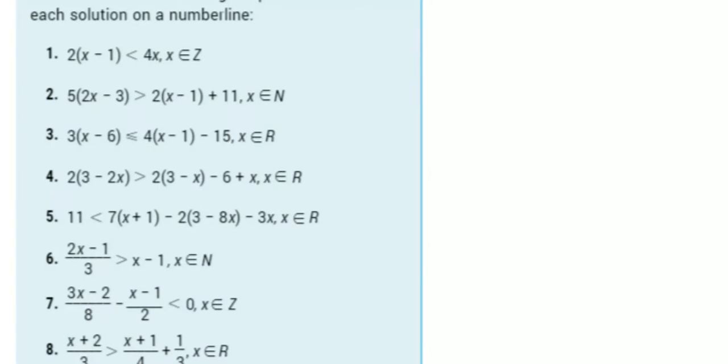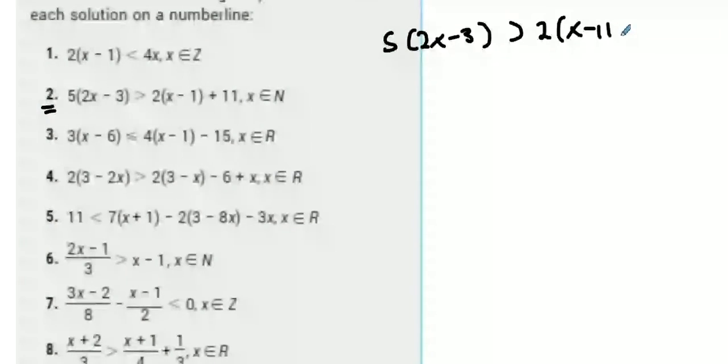First thing, what we're going to do is I'm going to take this one here, question 2. 5 times 2x minus 3 is greater than 2 into x minus 1 plus 11. Now, what I want to begin by saying is the following. Would everybody agree with 7 is bigger than 6? We all good with that? Now, what happens if you multiply both sides by minus?